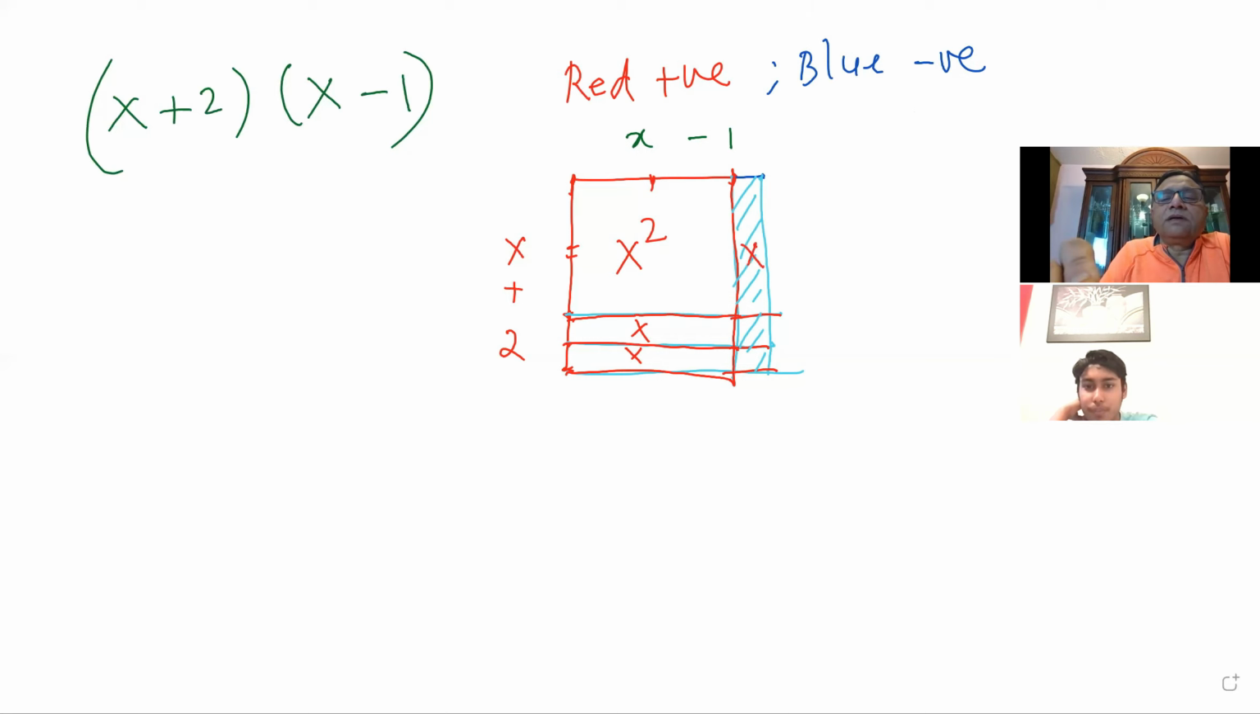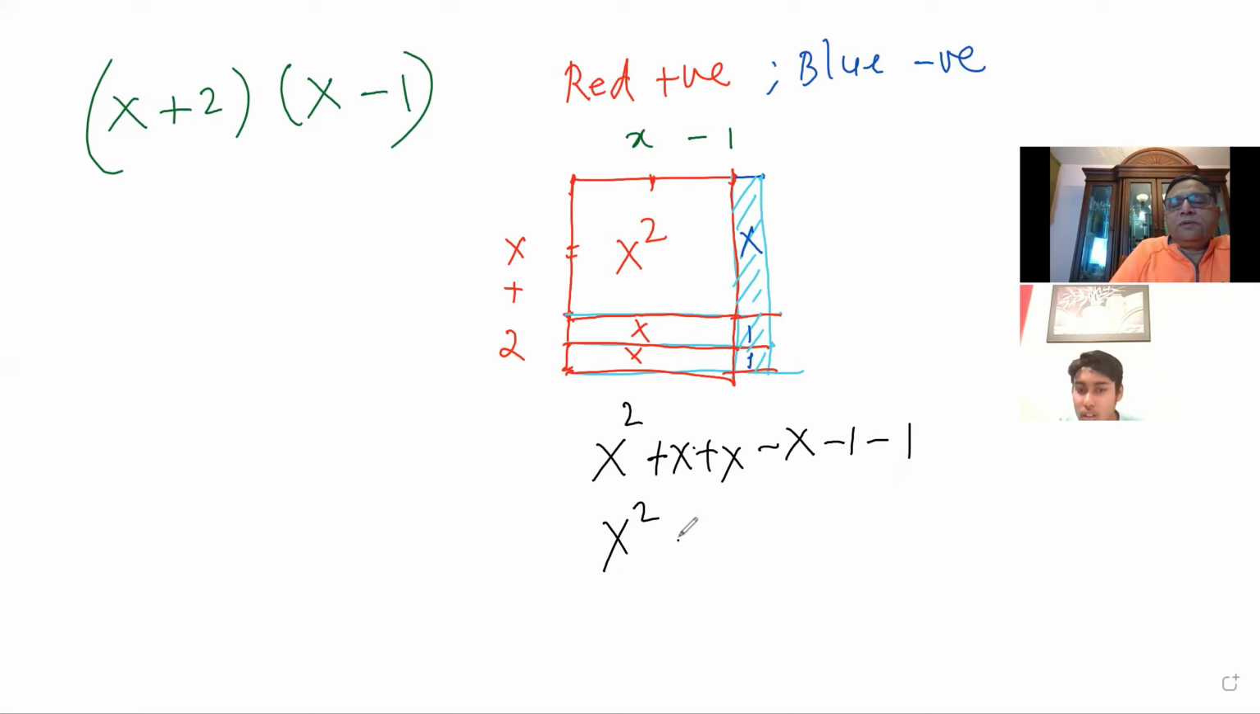Sorry, let me write it differently. Because here I'm multiplying x with minus 1. Yes, sir. And then that will be negative x. And these two units are negative 1, correct? Yeah. So if you combine these, what do you get? You get x squared plus x, that is 2x, minus x, so minus 1, x minus 1. So you can write this as x squared plus x minus 2.